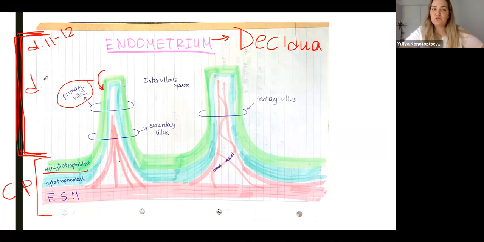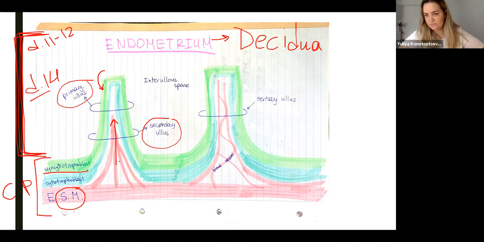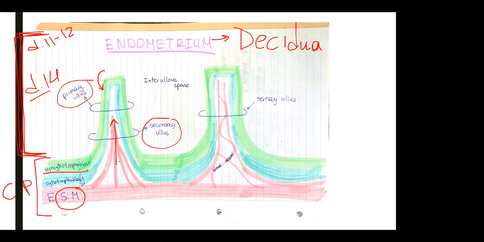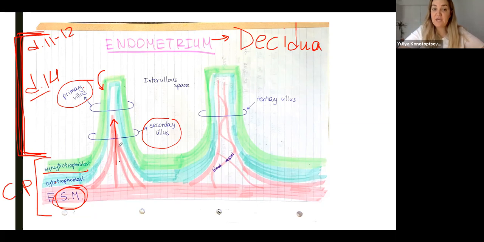On day 14, you start to notice that somebody else wants to join the party, and this is the somatopleuric mesoderm. It wants to go into the core of the primary villus. Once somatopleuric mesoderm is in the core of the primary villus, you are no longer calling the structure primary, you're calling it secondary villus. So what is the major difference between primary and secondary villus? The somatic mesoderm? Exactly, the presence of the somatopleuric mesoderm. If it is in the core, you're going to call it secondary villus. If it is not in the core, you're going to call it primary villus.